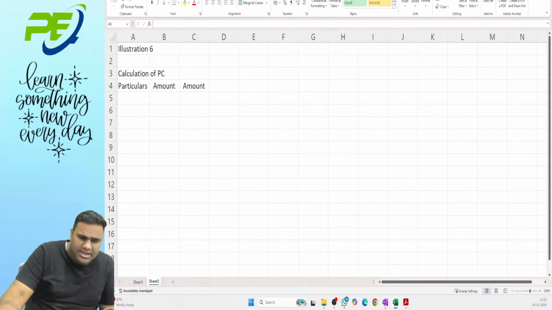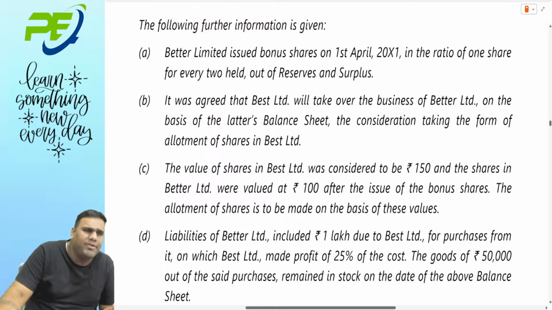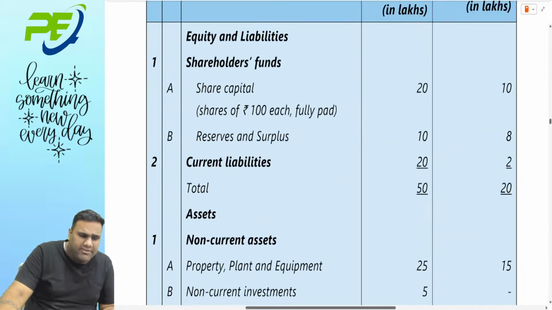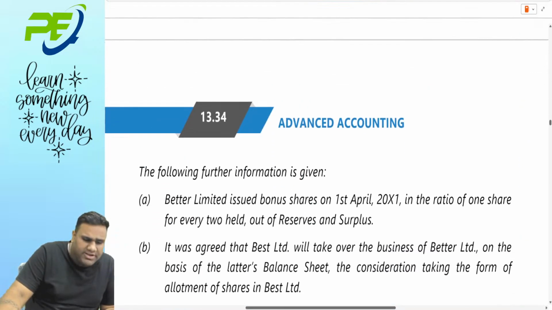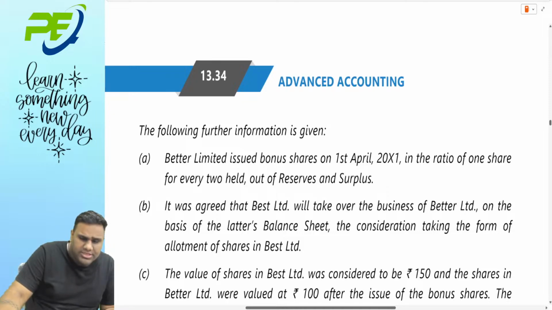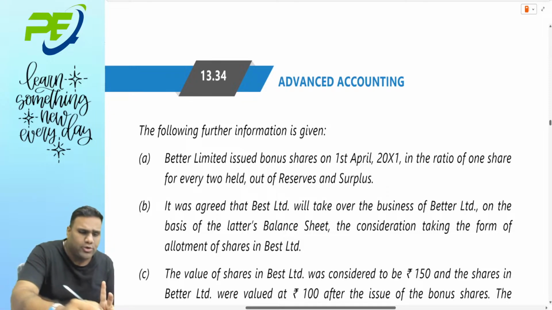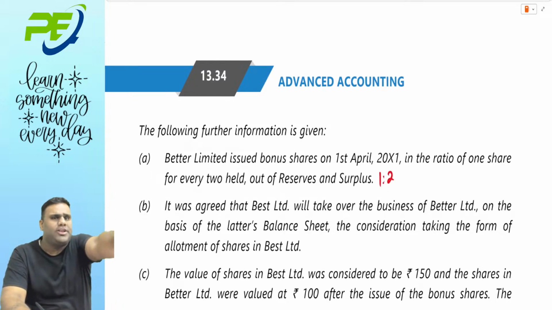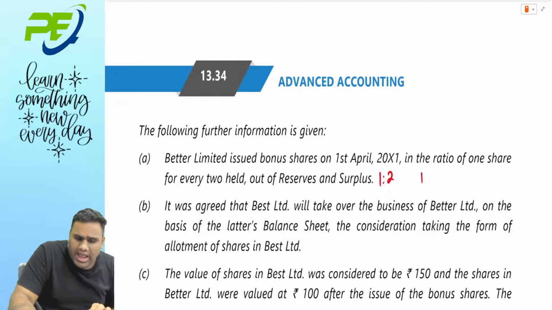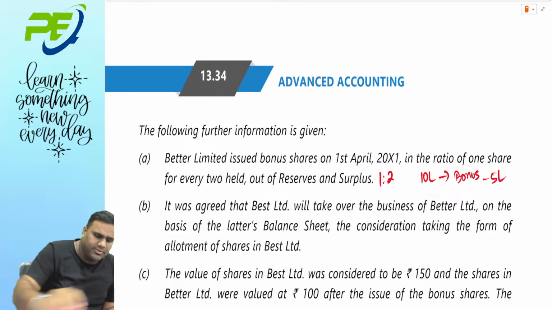Now here, do we have equity preference separately? No. They have given only share capital. At present, Better Limited is having only 10 lakhs. In the question, they have issued bonus in the ratio of 1 share for every 2 shares. The ratio is 1:2. So at present, 10 lakh is the equity share, and the bonus will be 5 lakhs.